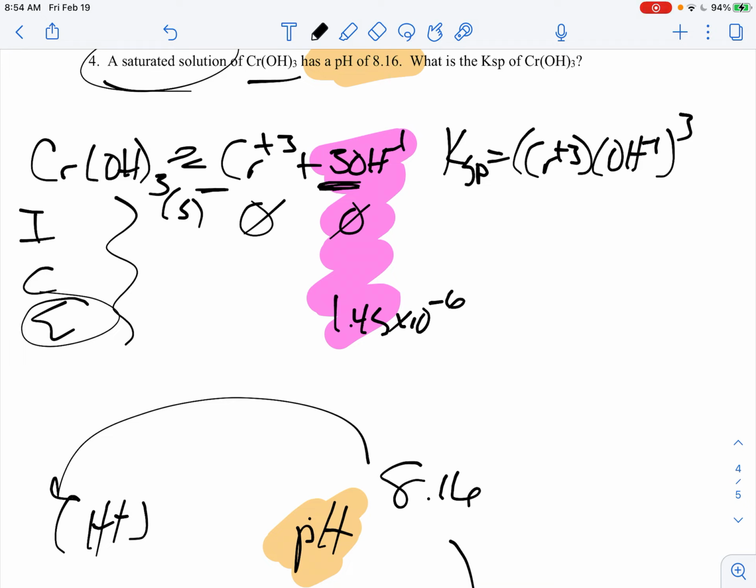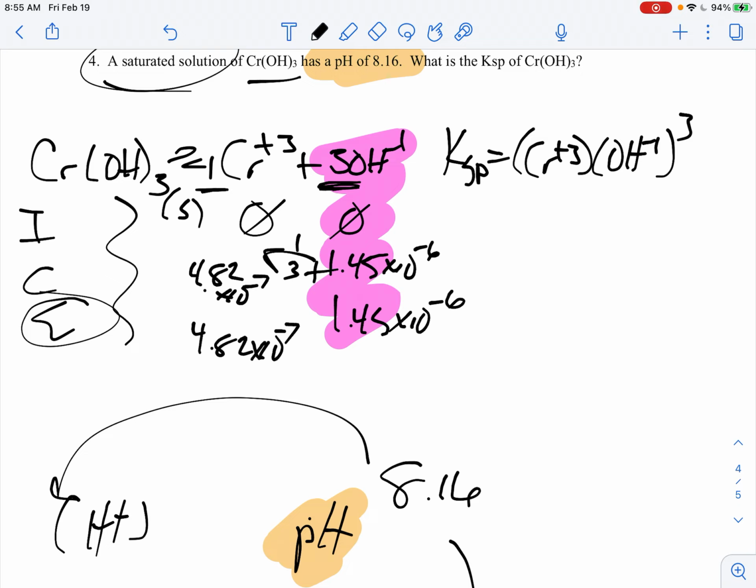Please recognize that this is a 3-to-1 ratio, so this has to be cut in a third, because again, what had to have happened here was that this went up by 1.45 times 10 to the negative 6th, and if we do our change line of a third, like we've always learned, then what we end up with is a 4.82 times 10 to the negative 7th. So 4.82 times 10 to the negative 7th.